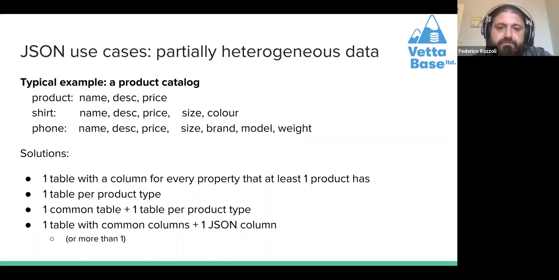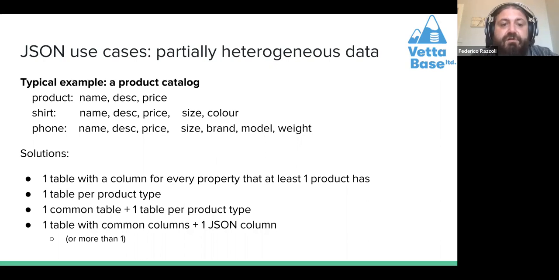Suppose we need to store somehow a catalog of products for an e-commerce. This is a typical example. What is the problem? The problem is that probably we have products of different types with different characteristics, but the characteristics are not completely different, okay? So for example, all products maybe have a name, a description, and a price, but maybe you have shirts which also have a size and a color. If you sell, I don't know, pens, well, they don't have a size, of course.